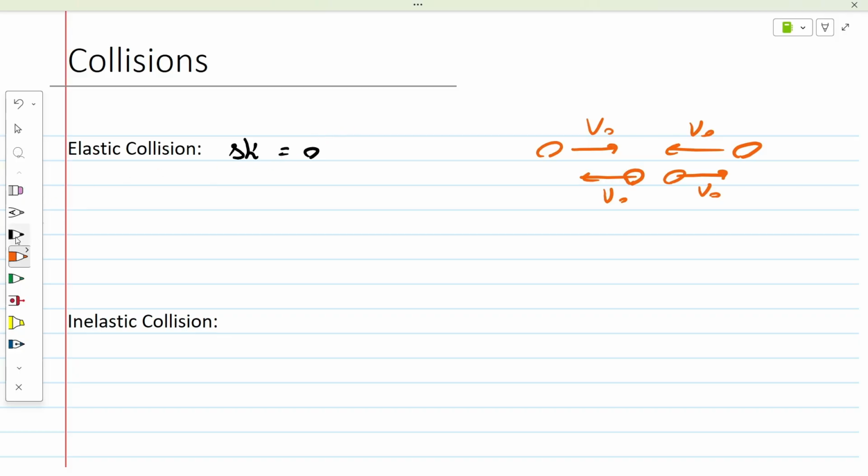And during this collision, the momentum will also be conserved. So the change in momentum will equal zero as well.